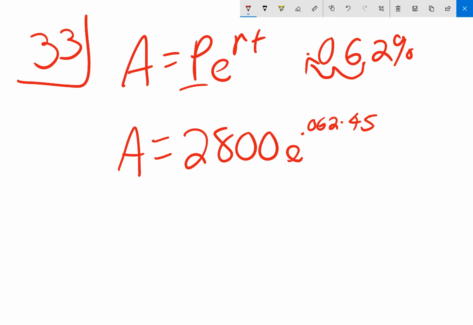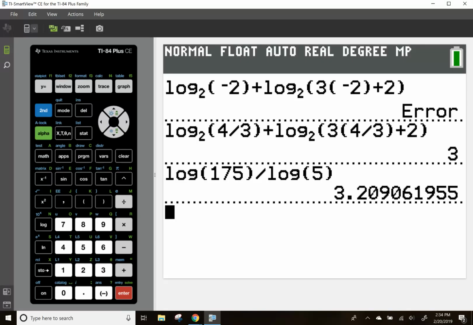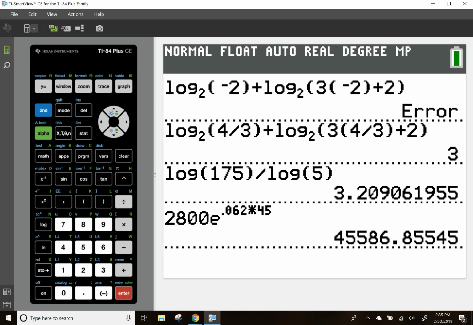So there it is. That's just plugging in 3 numbers. We plugged in the principal, the rate, and the time. Now we're ready to plug this in the calculator and get a value. So we go to our calculator, we plug in 2,800. And then for e, you have to hit second, and then the natural log button. You get the e, and now you can type in the exponent, which is 0.062 times 45. If you type it in correctly, we should get the right answer, which is $45,586.86 if you want to round up. So there's your answer for number 33.